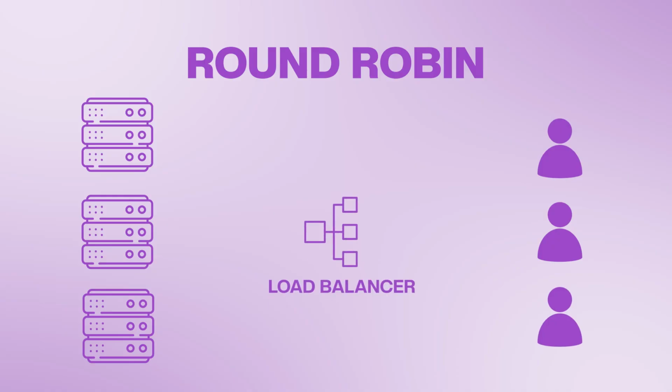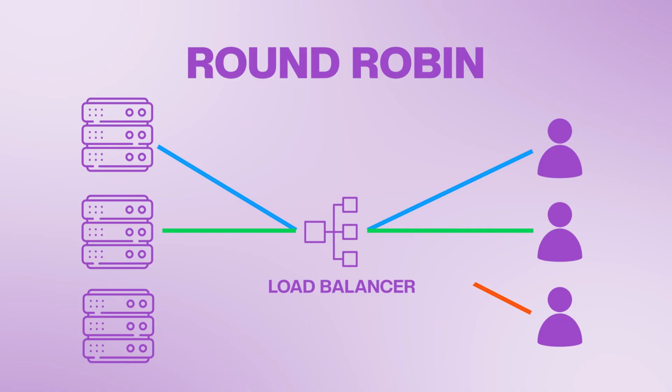Round robin. Round robin is one of the simplest load balancing techniques. It sends each incoming request to the next server in the line, looping back to the first one once it reaches the end. It works well when all servers have similar capabilities, but it doesn't account for various workloads or server performance.